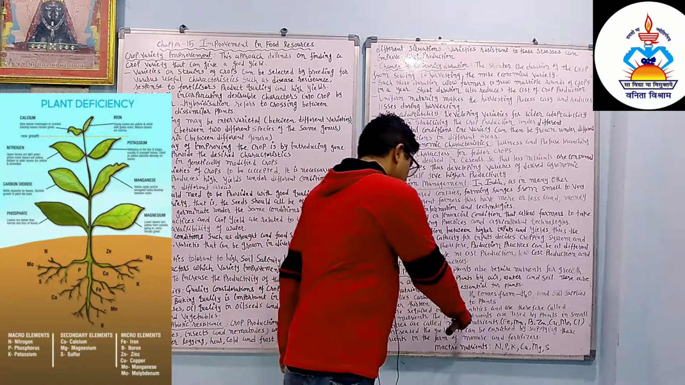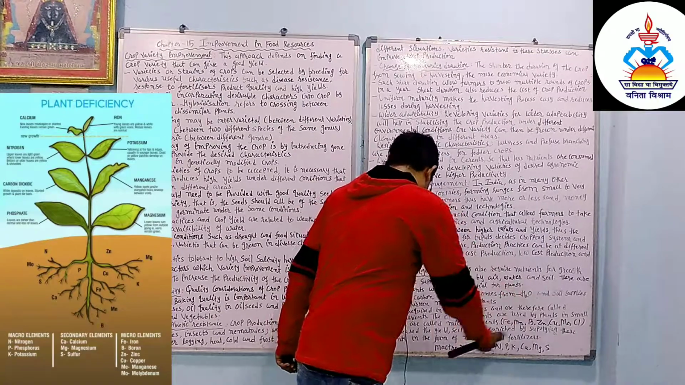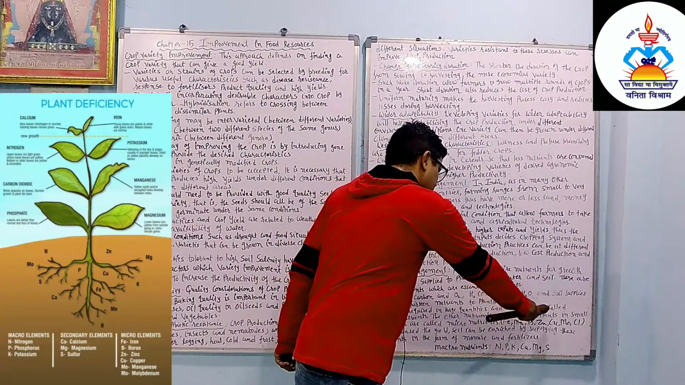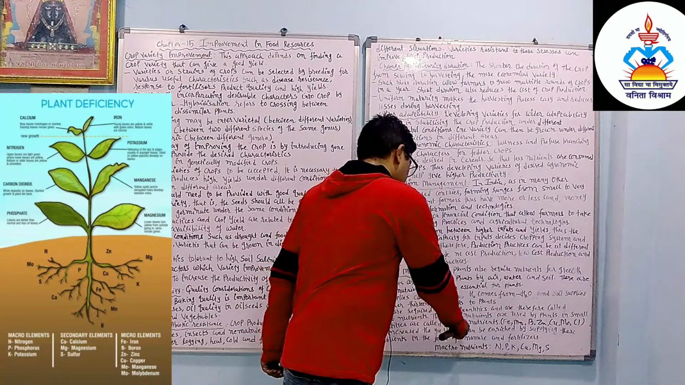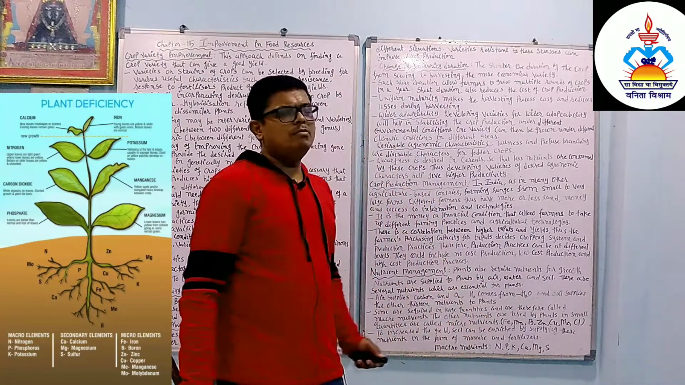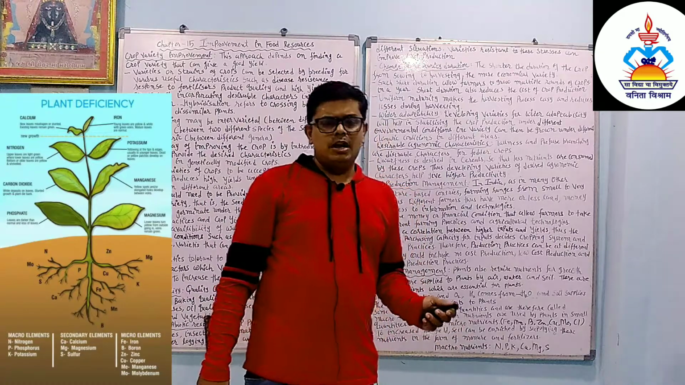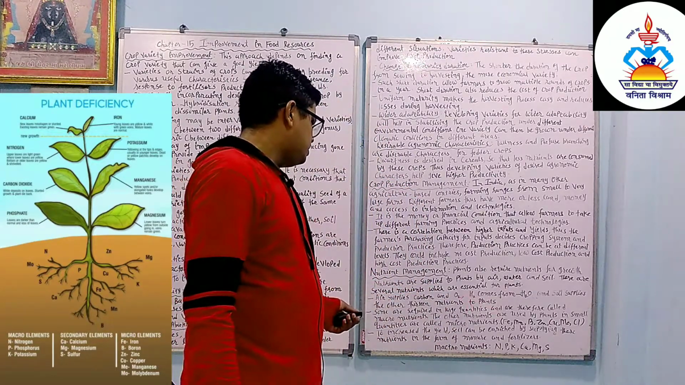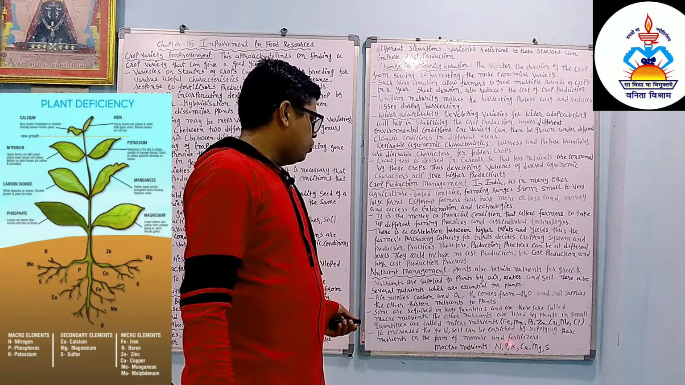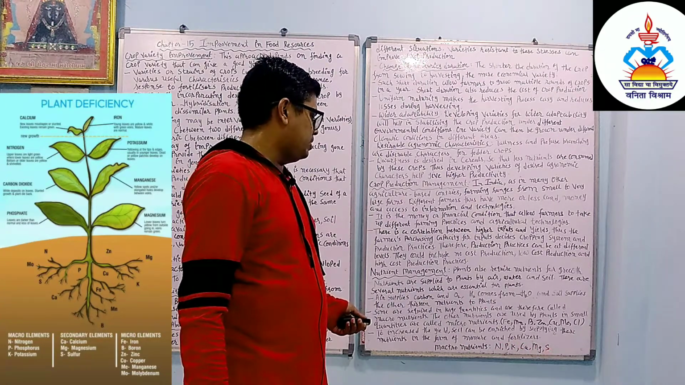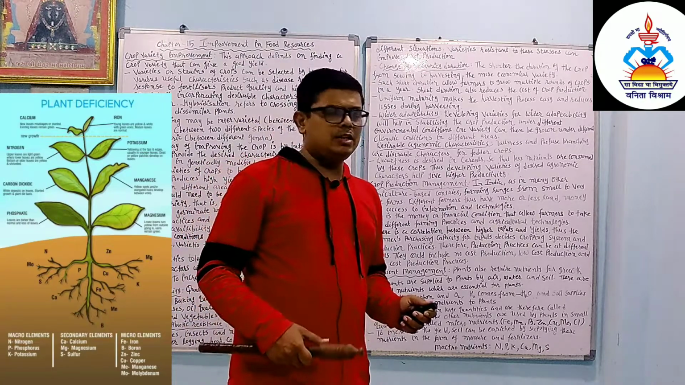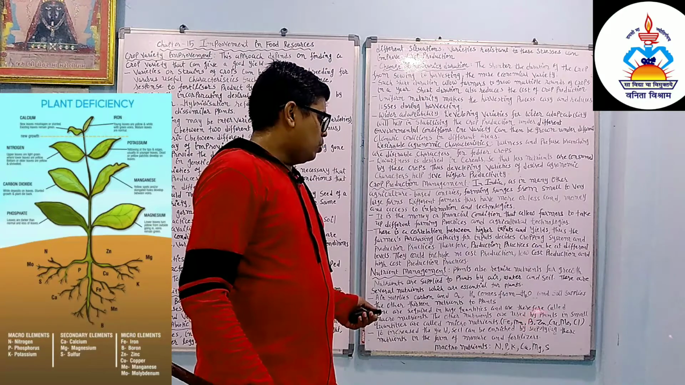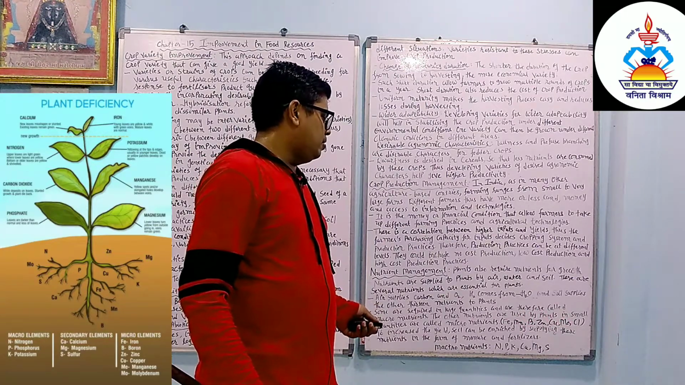Some are required in large quantities and are therefore called macronutrients. The other nutrients are used by the plant in small quantities and are called micronutrients. Some nutrients are required in large quantity, they are called macronutrients. They are nitrogen, phosphorus, potassium, calcium, magnesium and sulfur. And some are required in very small quantity, they are called micronutrients. They are iron, manganese, boron, zinc, copper, molybdenum and chlorine.